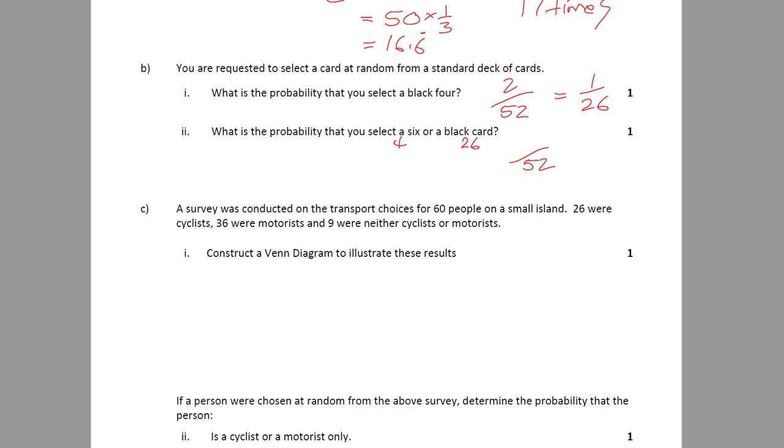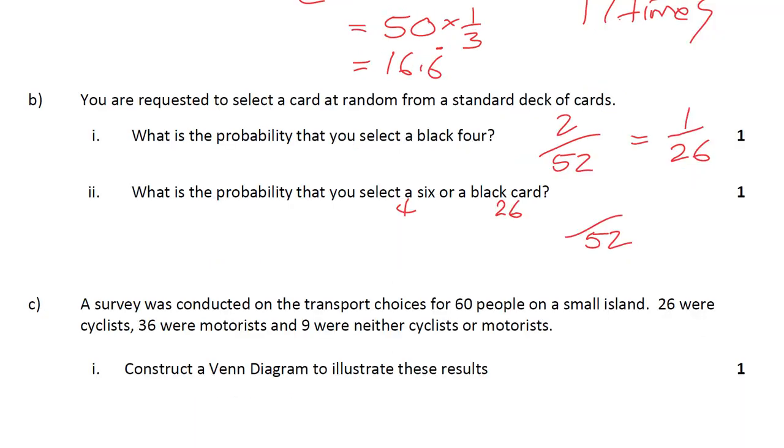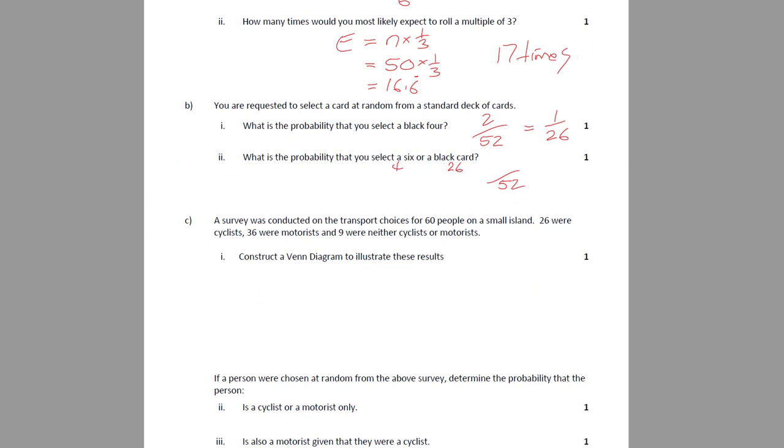But what we've got to think of is, there are 26 black cards. How many more 6s are there? I've already got 2 6s counted in the black cards. How many more 6s are there? There's only 2 more, because there's 2 red 6s. So there's only 28 cards that satisfy this or: 26 black cards and 2 more 6s, 28 cards in total. So that's a good answer. 14 on 26 would be fine. 7 on 13 would also be fine.